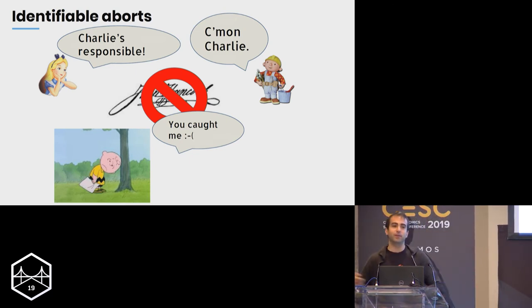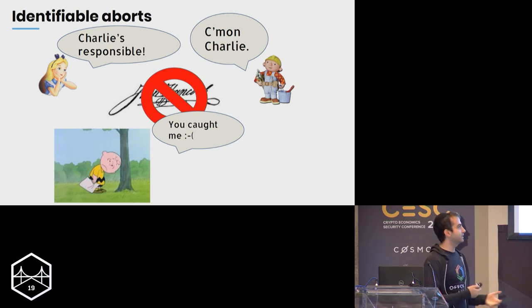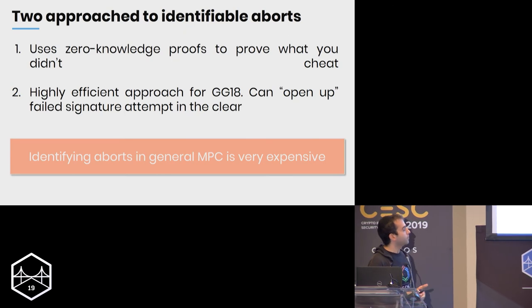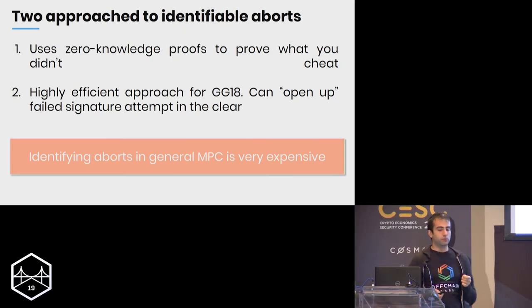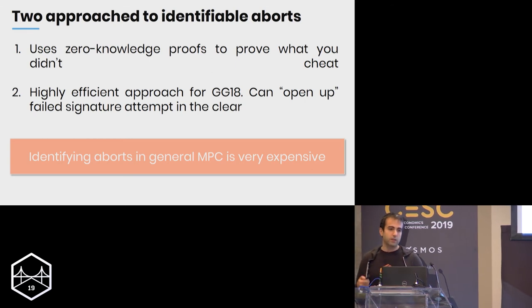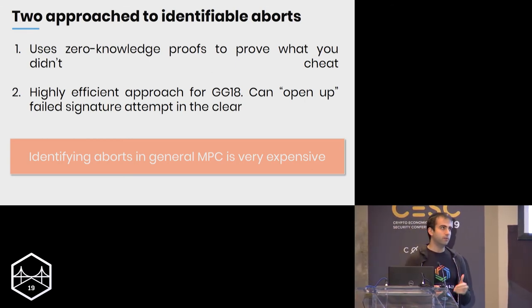If there's no mechanism, then you can cheat. But once that mechanism exists, the incentive to cheat generally goes away. But it happens to be our protocol is super efficient. We have two approaches to identifiable aborts. One is a little bit more expensive and uses some more expensive zero-knowledge proofs, but then we looked into our old protocol and we found out that there's actually a trick we can use.